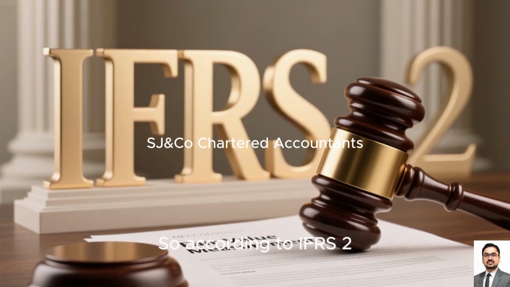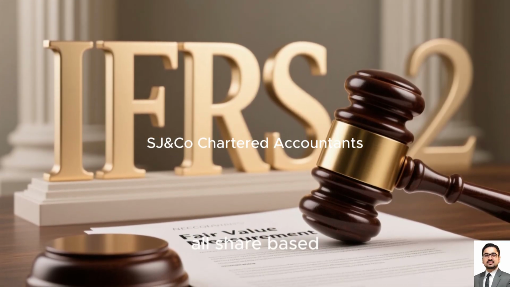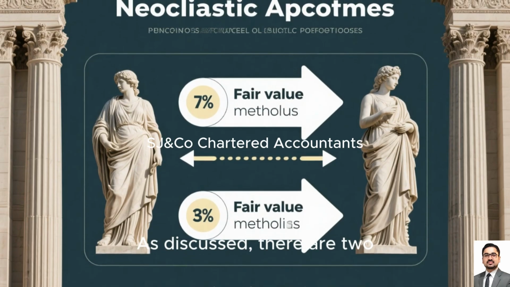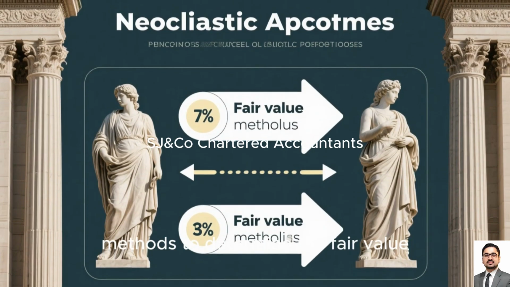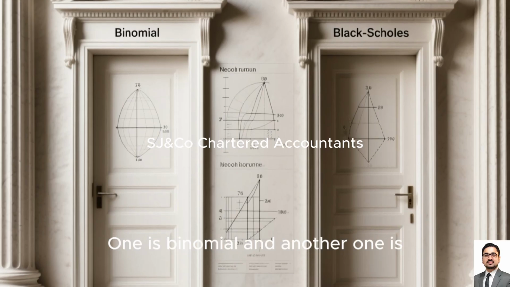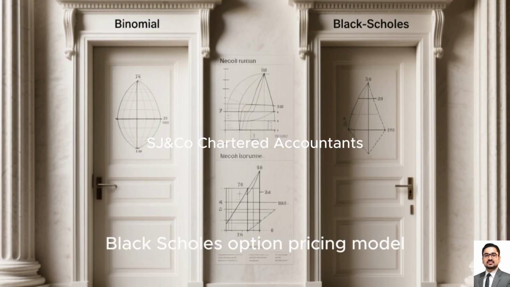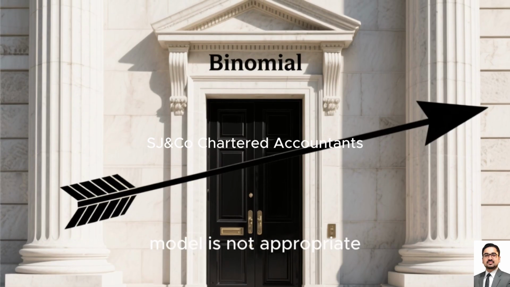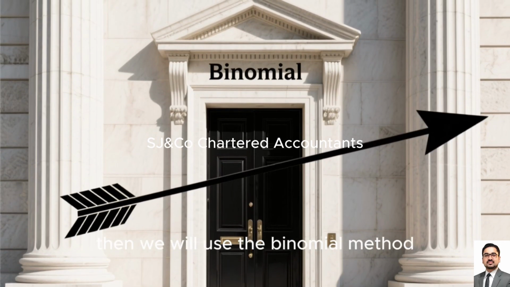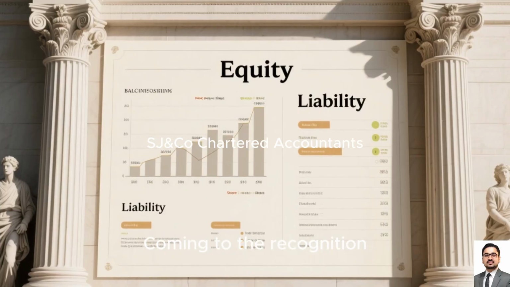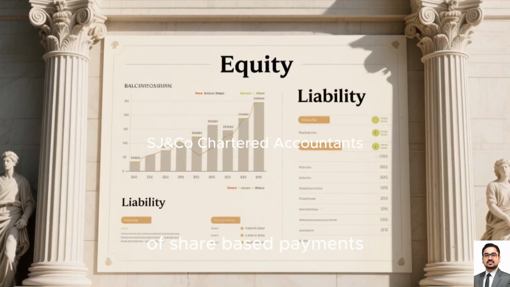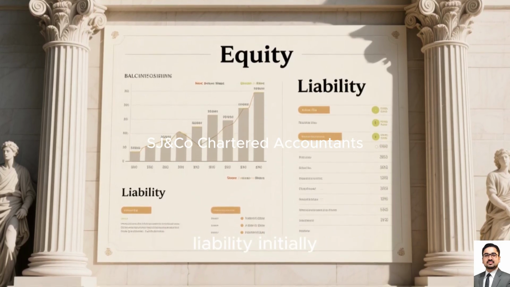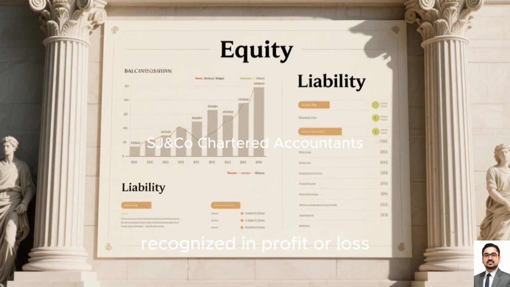So according to IFRS 2, all share-based transactions must be measured at fair value. As discussed, there are two methods to determine the fair value. One is binomial, and another one is Black-Scholes option pricing model. Now if the Black-Scholes model is not appropriate, then we will use the binomial method. Coming to the recognition of share-based payments, all share-based payments, whether they are classified as equity or liability, are initially recognized in profit or loss.